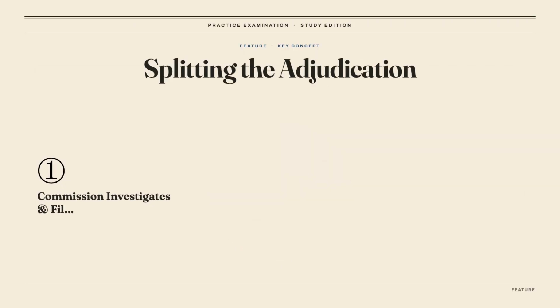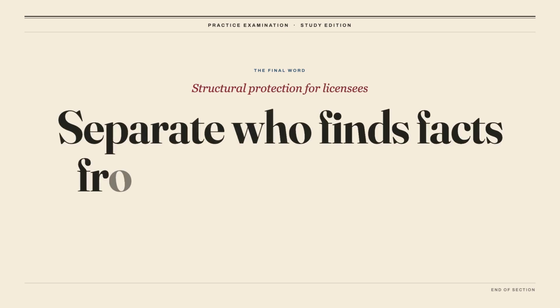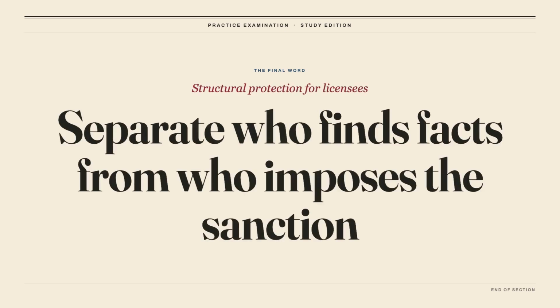Missouri also splits the adjudication process. The Commission investigates and files a complaint. A separate administrative hearing commission decides whether a cause for discipline exists, and only then does the Real Estate Commission hold a hearing on what discipline to impose. Separating who decides the facts from who imposes the sanction protects the licensee, and it's why the compelled witness fee simply borrows the civil schedule rather than inventing a new one.